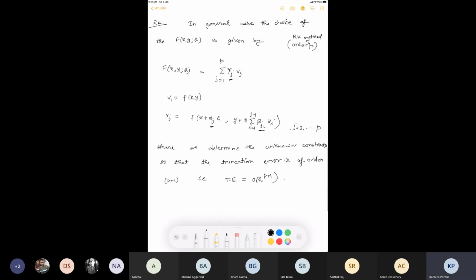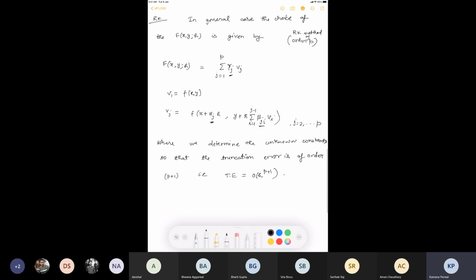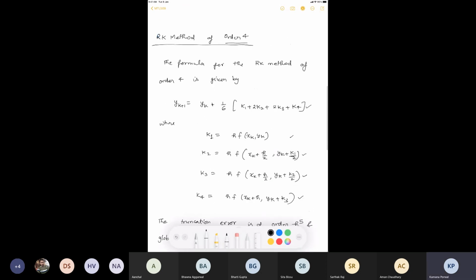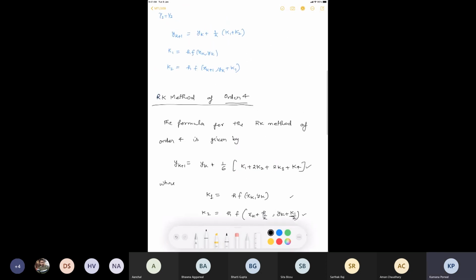Okay. Now, just to mention, you can see that we can get the method of any order using this approach. That is, whatever order of RK method you mention, you can derive a method of that order, right? So this is a very advantageous thing with the RK methods.